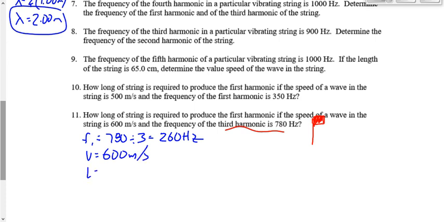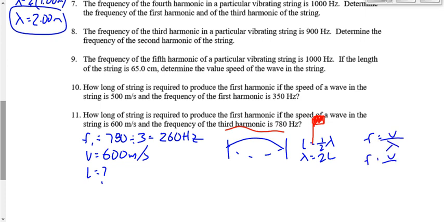And we're looking for the length of the string here. So let's draw this out. First harmonic. We're going to say L is equal to 1/2 of a wavelength. Lambda is equal to 2 times L, Parker, right? So we're going to say F is equal to V over lambda. F is equal to V over 2L.